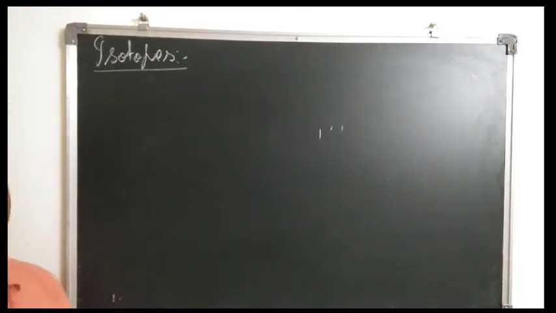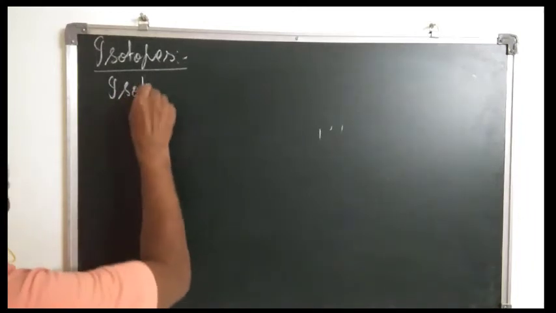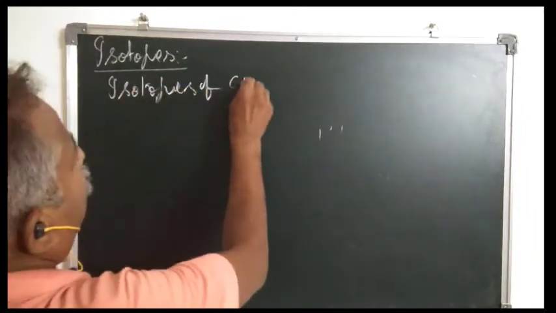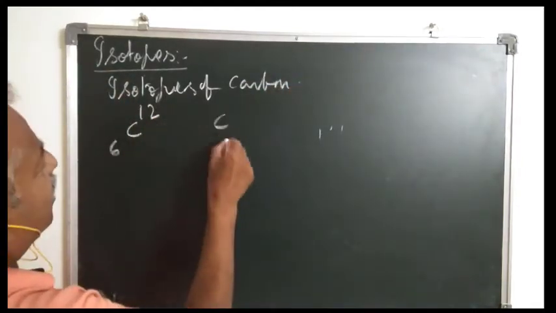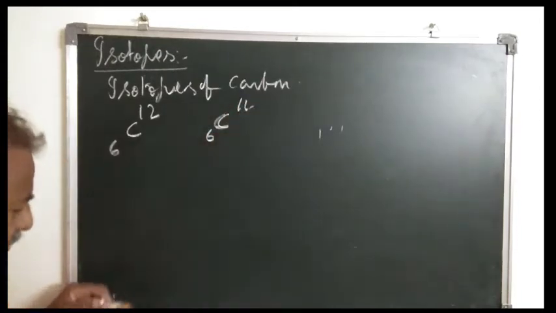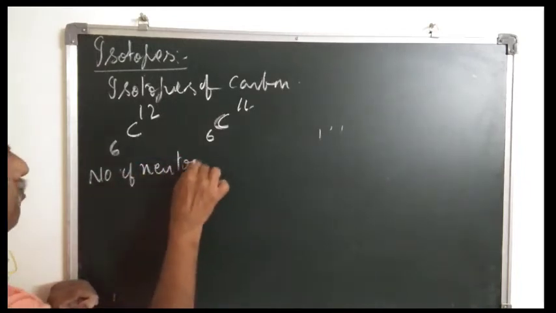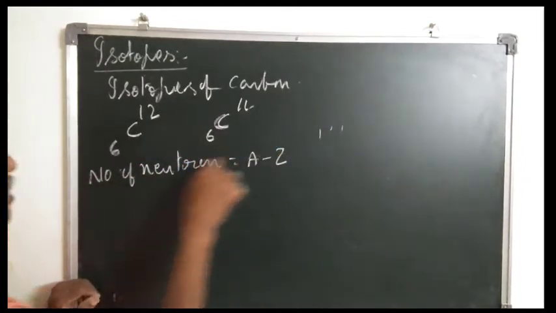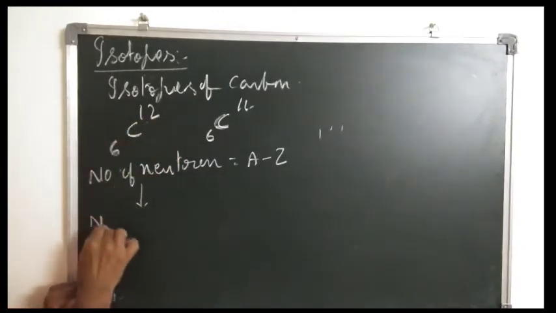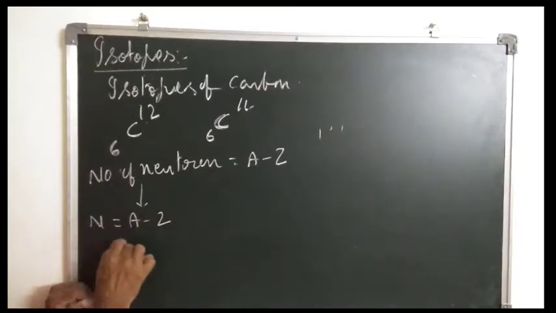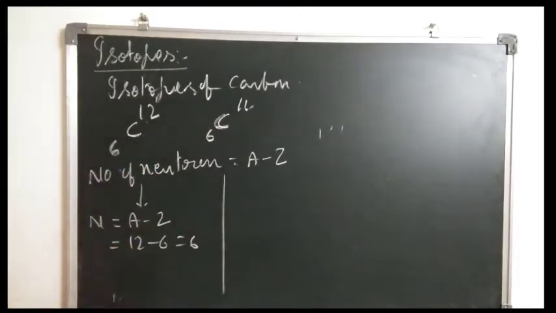Now let us take one more example. Carbon. Isotopes of carbon. C-12, C-14. So number of neutrons here, number of neutrons equal to A minus Z. What is the atomic number? 6. So here atomic number 6, mass number 12. So number of neutrons equal to A minus Z. This is 12 minus 6 equal to 6. So this isotope has 6 neutrons.